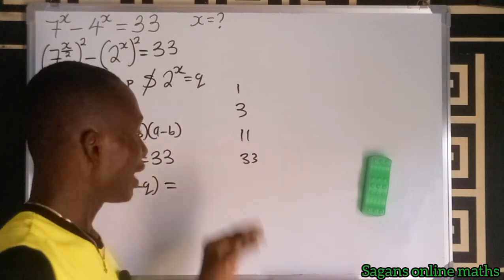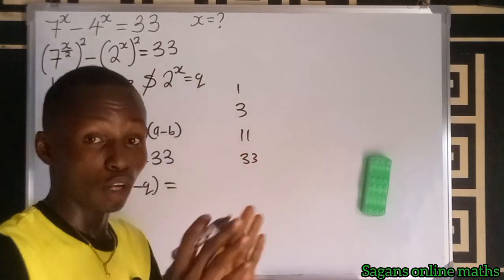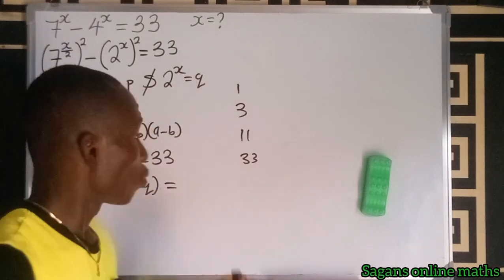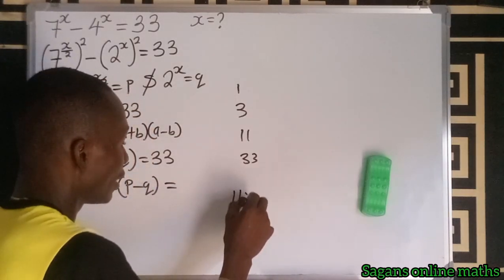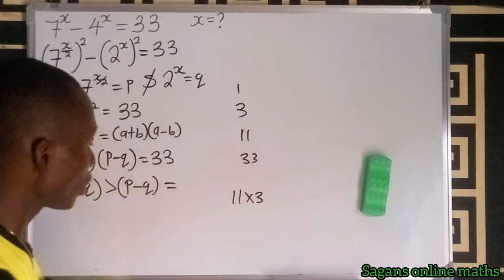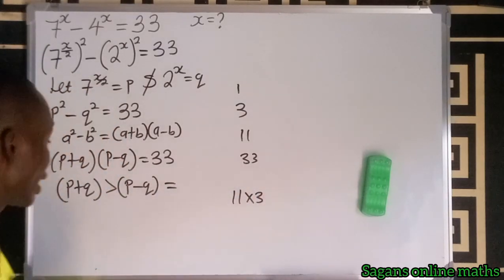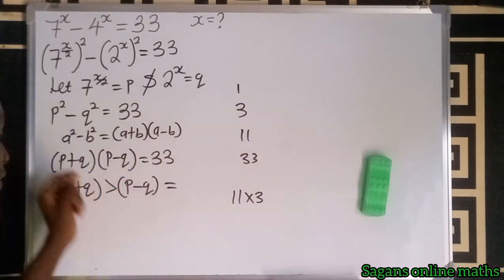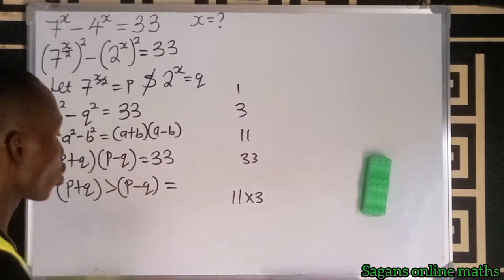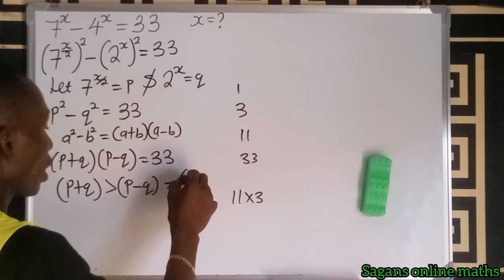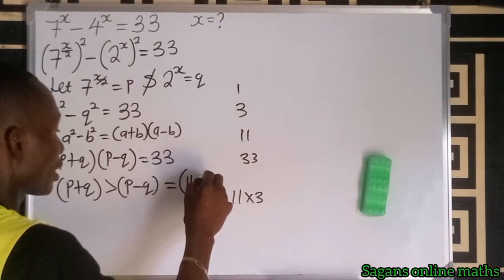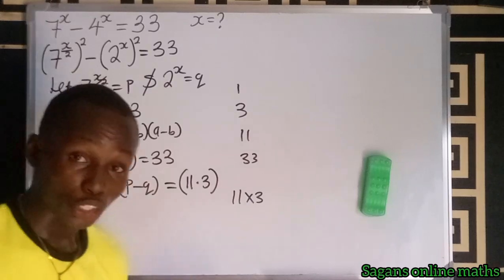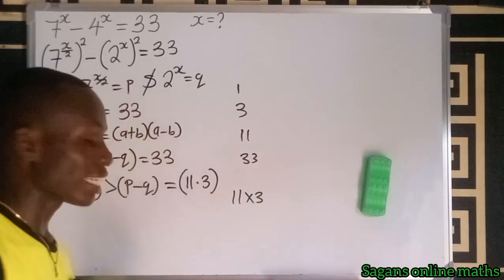Let's take two factors. The product of two factors, if you multiply them, we have 33, right? To represent 33, we know that 11 times 3 is 33. But we know that 11 is greater than 3. As you can see here, what is here must be greater than what is here. That means p plus q must be greater than p minus q. So we are not wrong if we decide to write this as 11 multiplied by 3. But 11 multiplied by 3 is 33. Very interesting, right? Because 11 must be greater than 3.